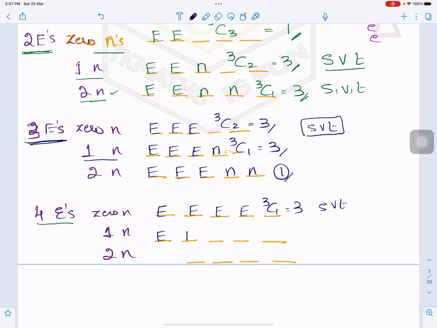Now with 4 E's, I have 1 N, right? Now what will happen? Is there any other possibility? There is no other possibility, right? And 2 N's, that is not possible at all. So this completes all the cases. So we will not consider this at all because 2 N's cannot fit in after 4 E's. We have to select altogether 5 letters.